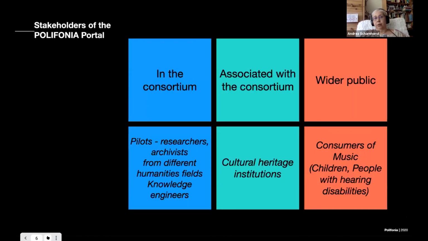Now, who is the stakeholder of all of that? First of all, it's inside of the consortium. There's a lot of negotiation going on. Then there is an area around the consortium of cultural heritage institutions, some of them already committed to do the sustainable hosting of results after the project ended. And then, of course, there is this wide range, wider public societal impact the project also has.